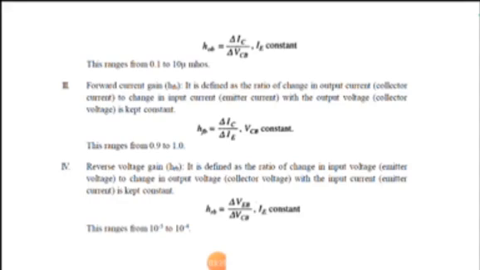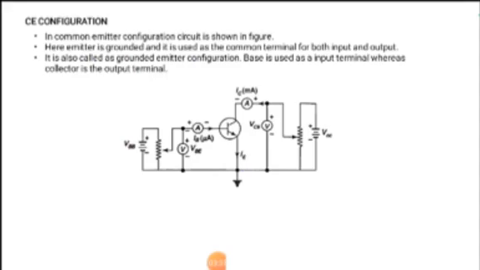And the next one is the reverse voltage gain. It is defined as the ratio of change in the input voltage to the change in the output voltage with the input current kept constant. So HRB equal to del VEB divided by del VCB. Here IE is kept constant. And this is the configuration of the CE configuration.